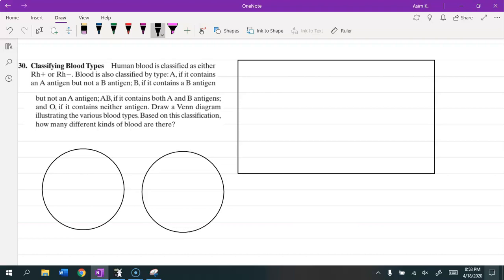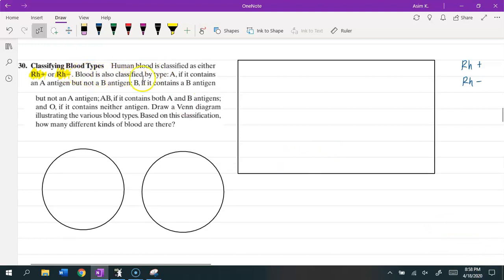as best as possible. So it says human blood is classified as either Rh plus or Rh minus. Now, they already talked to us. Let me use a different highlighter here. So they already talked to us as you can have Rh plus or you can have Rh minus. So we're keeping track here. Rh plus, Rh minus. Now, it says that that's one of the classifications of blood.